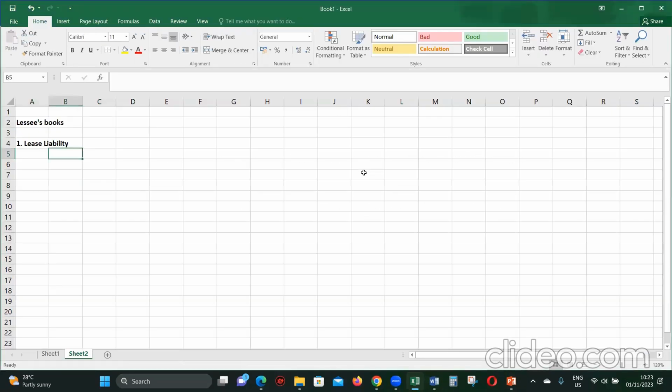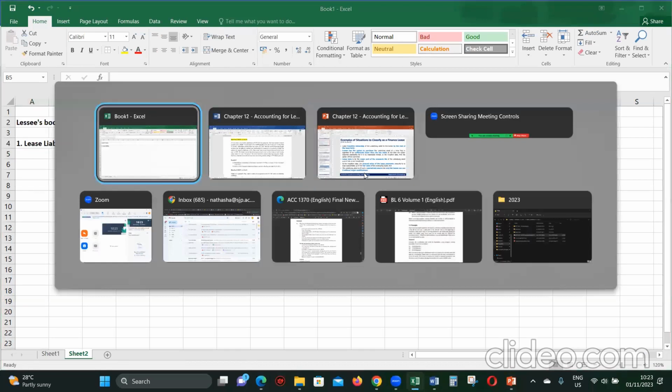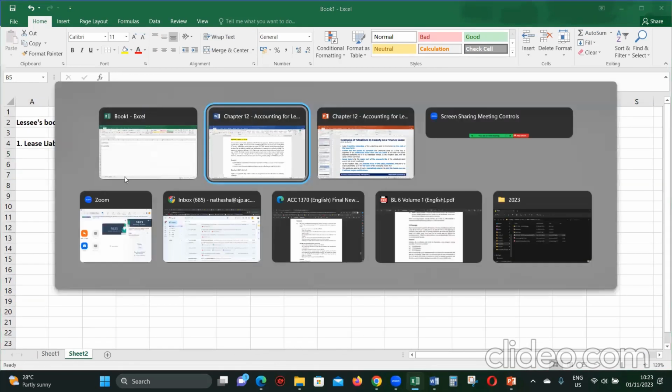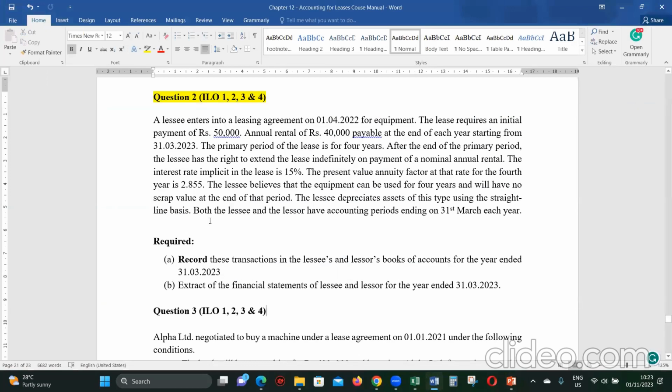Okay, so in order to take lease liabilities, there are how many items in the lease liability? There are 5 items, right? These are the 5 items. Now, tell me, think about the answers now. You can't tell me, no? So what are the things coming under the lease liability? What are the payments? Do we have fixed payments? In this lease agreement, do we have fixed payments? Yes, right? We have fixed payments. What is the fixed payment? Annual rental of 40,000 payable at the end of the year. For how many years? For 4 years.